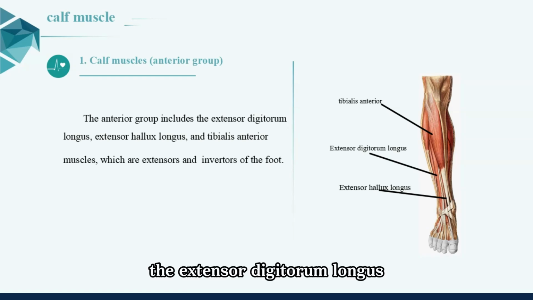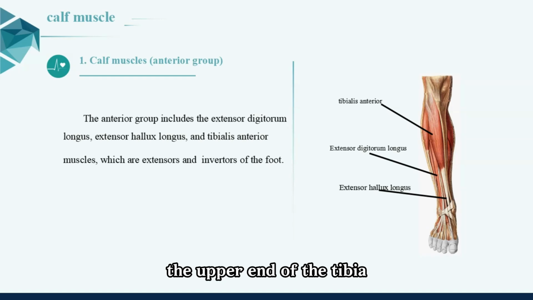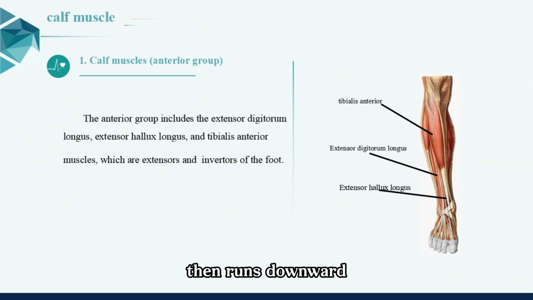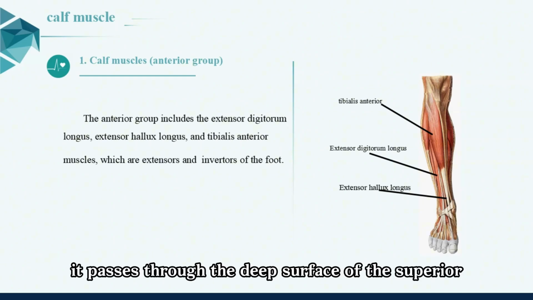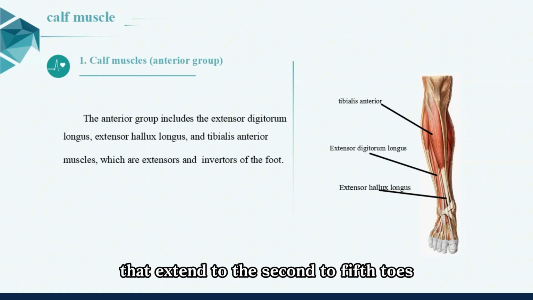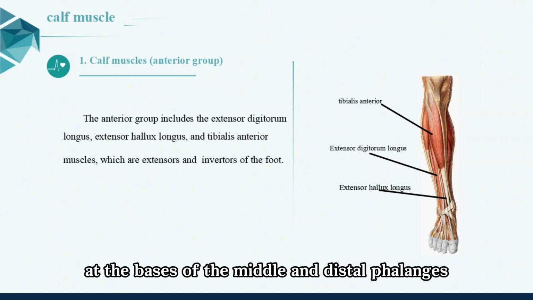2. The extensor digitorum longus originates from the anterior surface of the fibula, the upper end of the tibia, and the interosseous membrane of the calf, then runs downward. It passes through the deep surface of the superior and inferior extensor retinacula to the dorsum of the foot and divides into 4 tendons that extend to the 2nd to 5th toes, forming the dorsal aponeurosis of the toes. It terminates at the bases of the middle and distal phalanges.